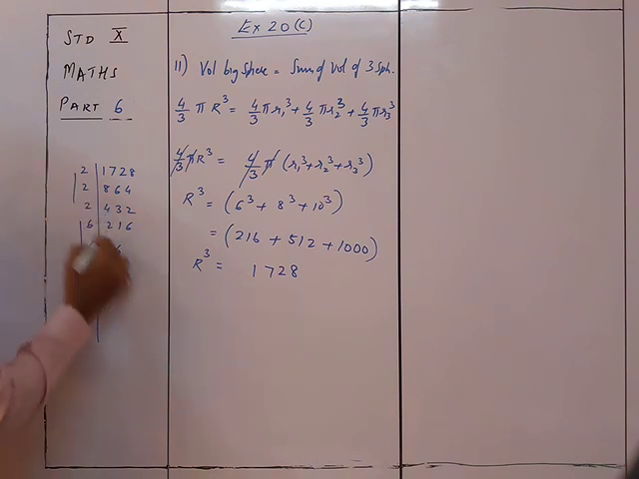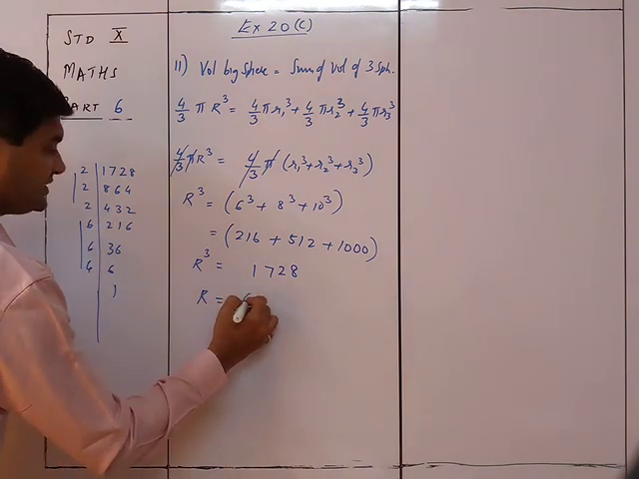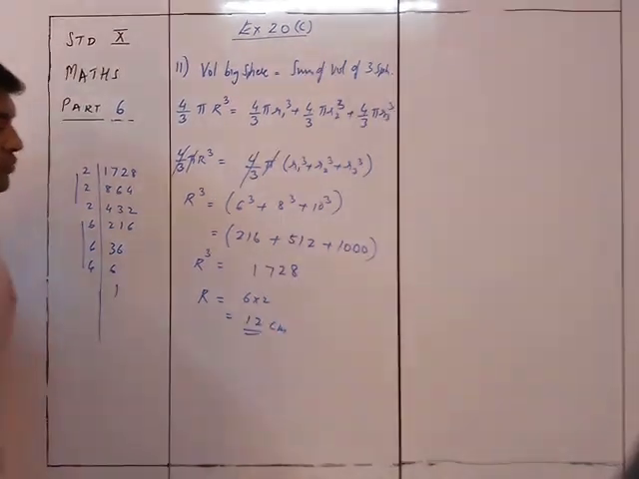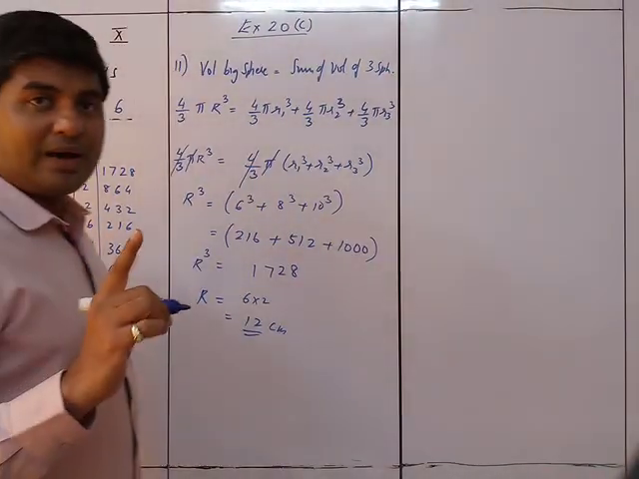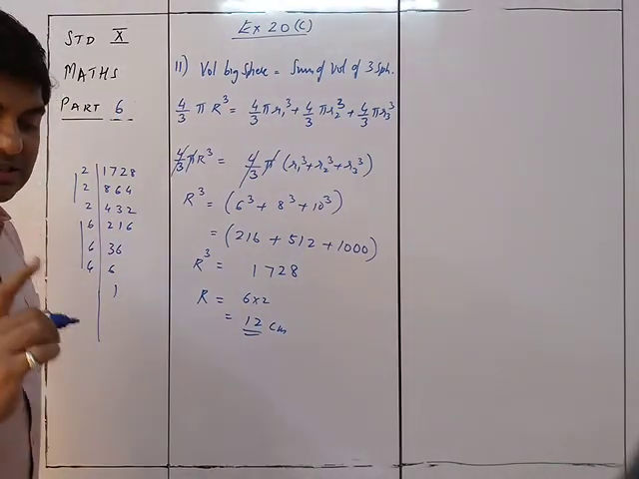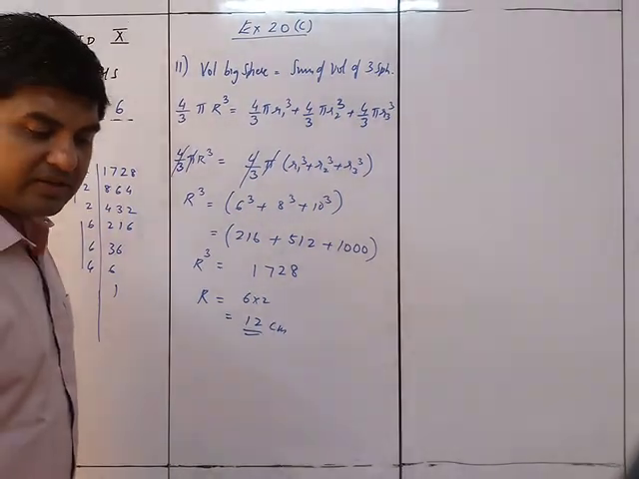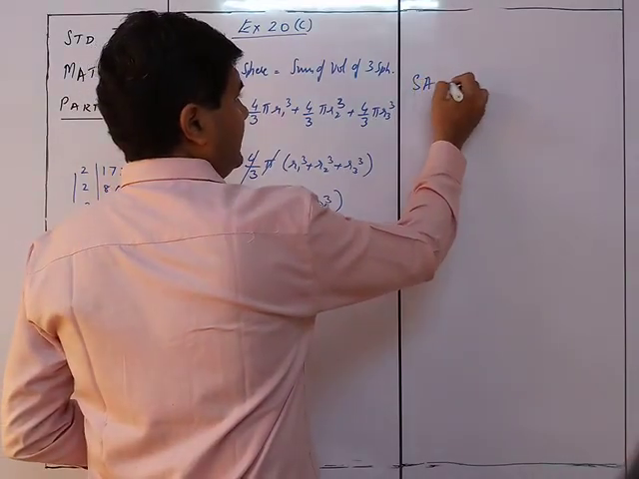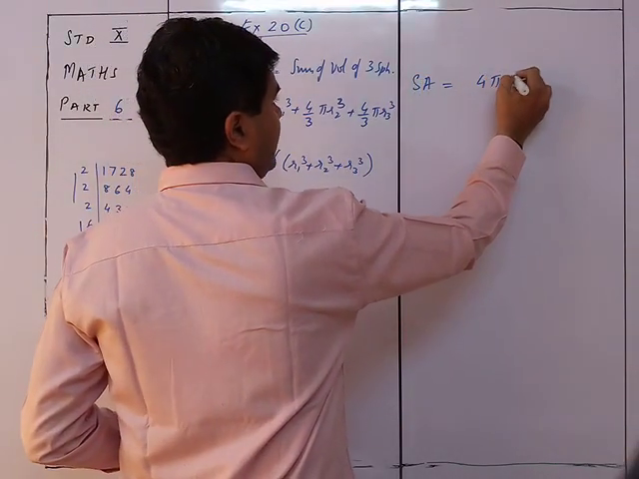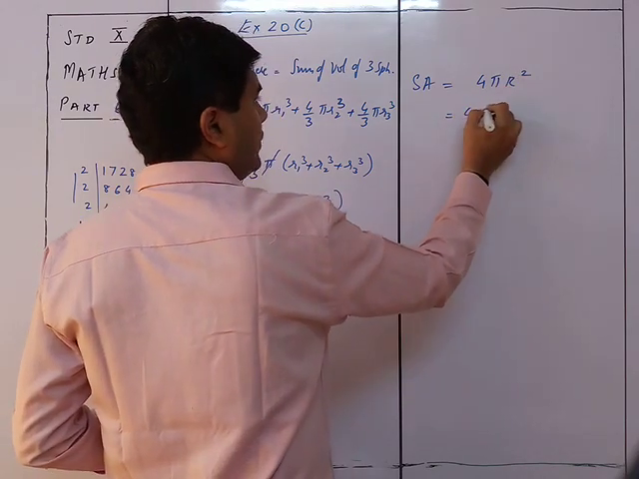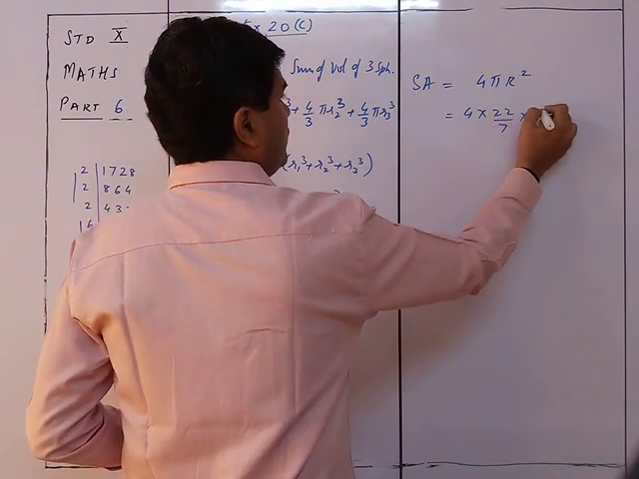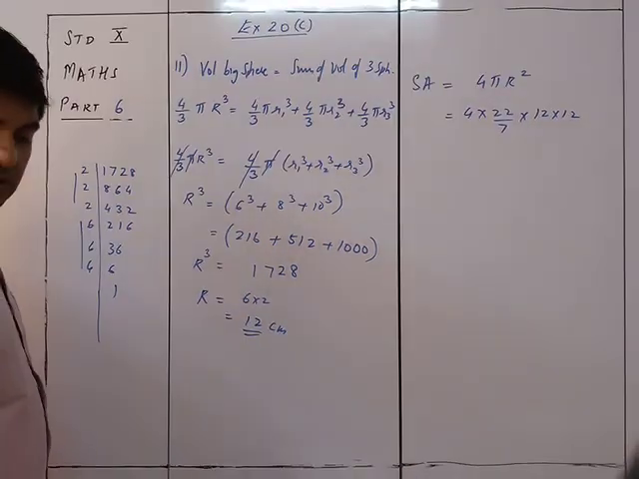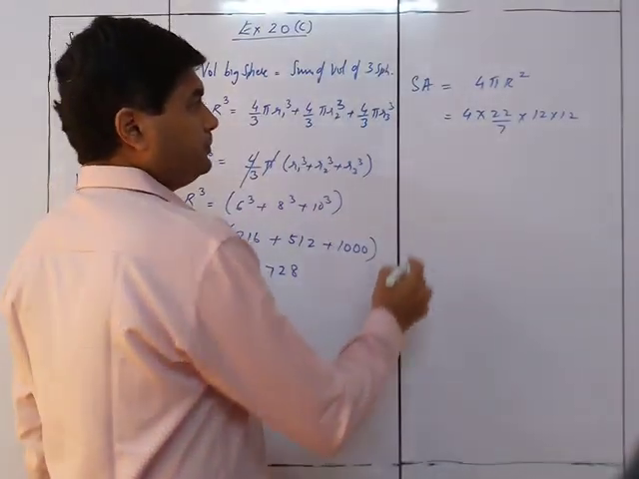So this is 6 into 2. So R will be equal to 6 into 2 is equals to 12. 12 centimeter will be the R. But we don't require R. What we require is the surface area. Okay, we want to find out the surface area of the solid cube. So we know that surface area is equals to 4 pi R square. So that's 4 into 22 upon 7 into 12 into 12. Clear? So that will be the formula.